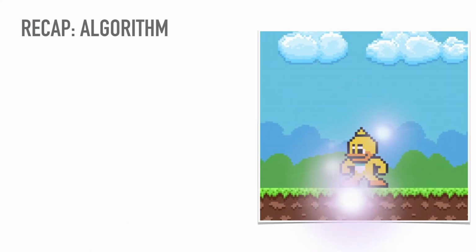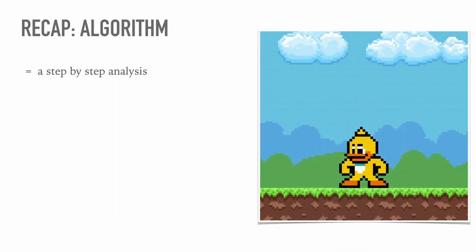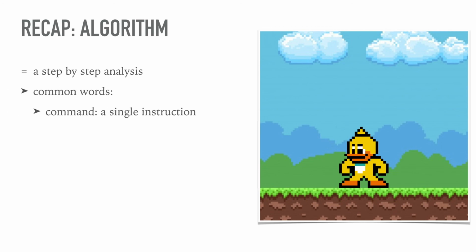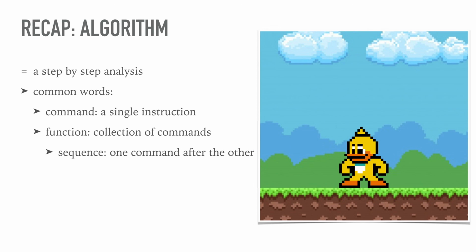A quick recap. An algorithm is a step-by-step analysis to solve a problem. Common words you'll always hear in this context are: a command, one single instruction; a function, a collection of commands in order to automate something. Functions can contain the following: a sequence, an order of commands each following the other; a loop, or a repetition of commands; and a choice, commands depending on the outcome of a yes or no question.